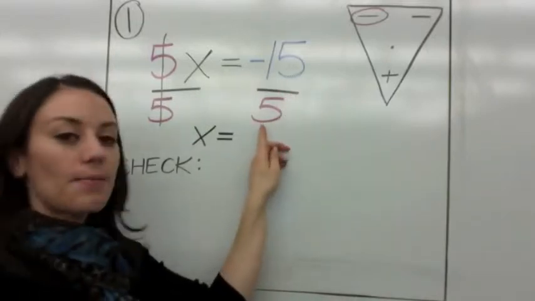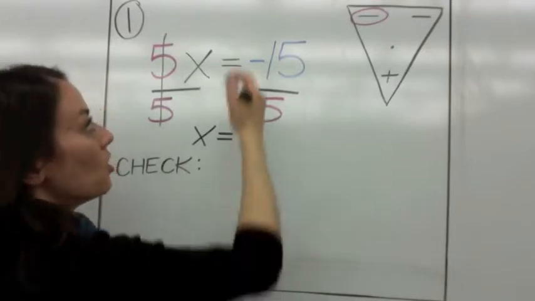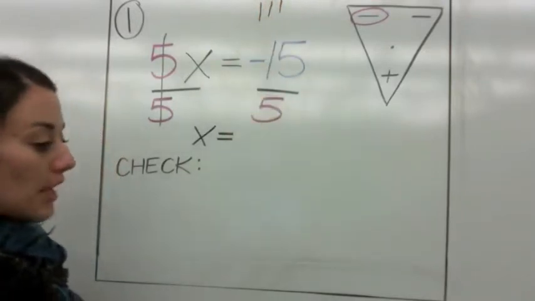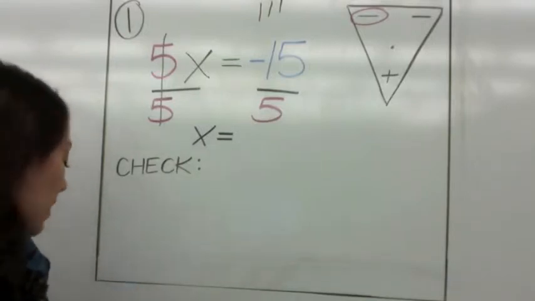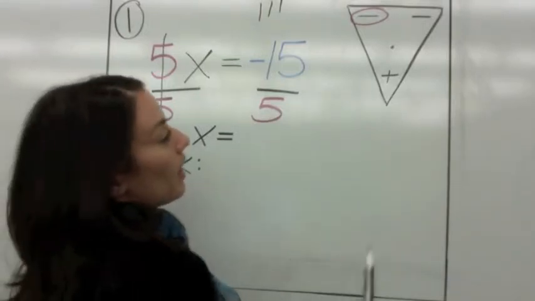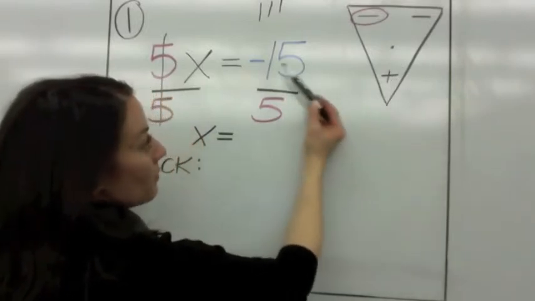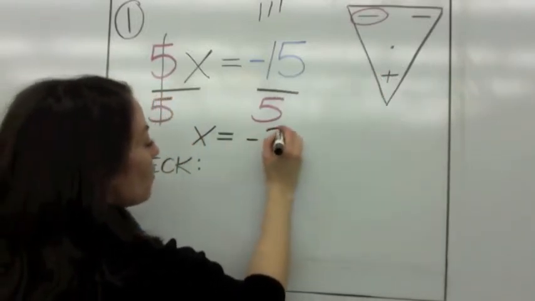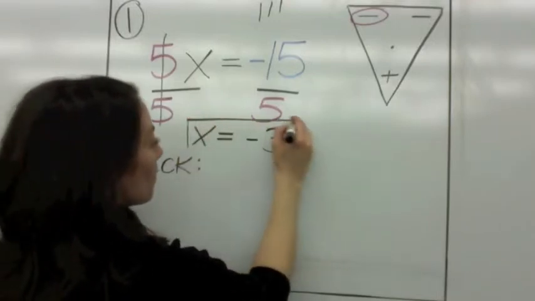How many times do we skip count by 5 to get to 15? We say 5, 10, 15. So it's going to be 3. Is it going to be a negative 3 or a positive 3? Let's see. A negative divided by a positive is negative. So the answer is going to be negative 3.